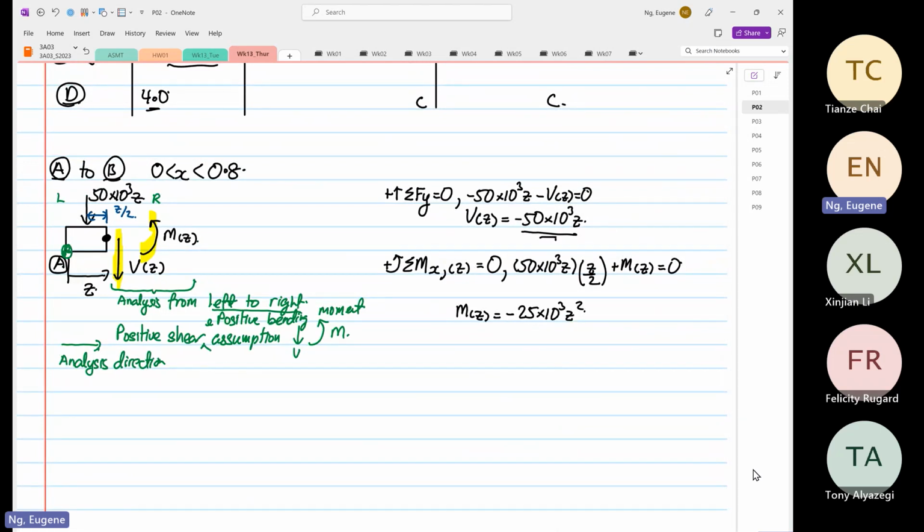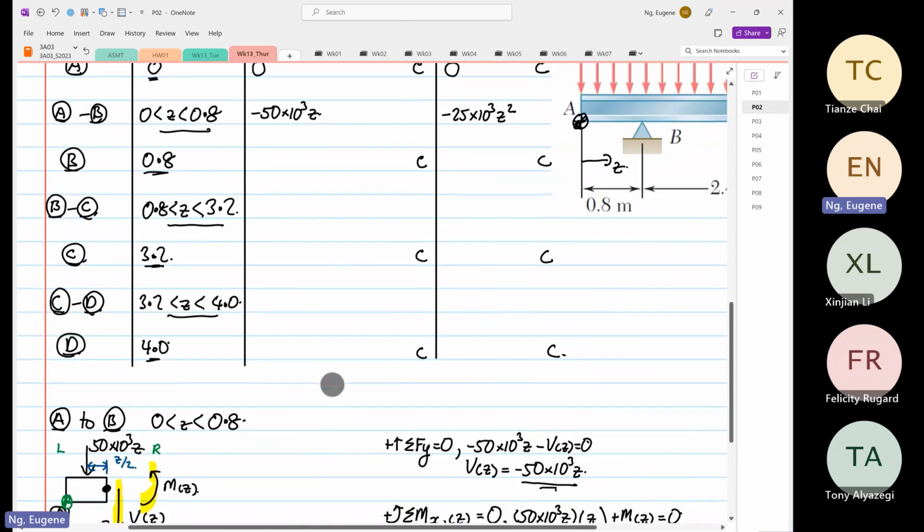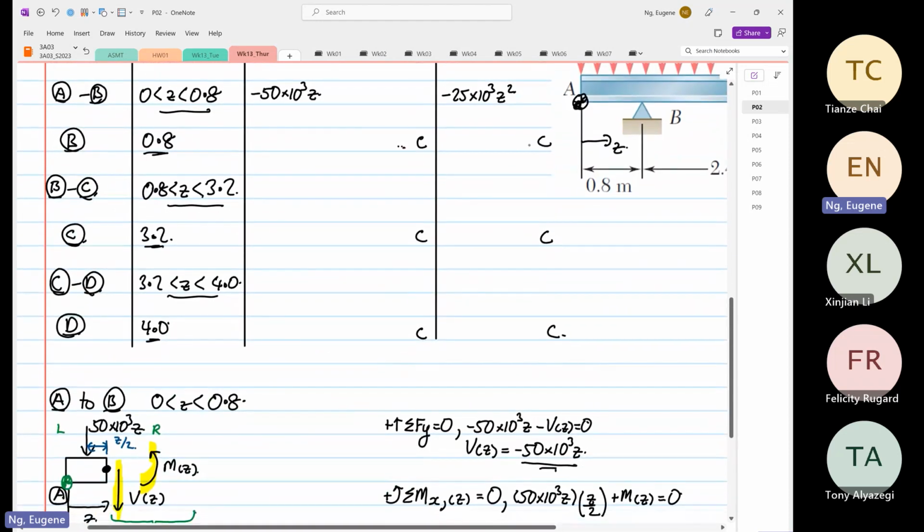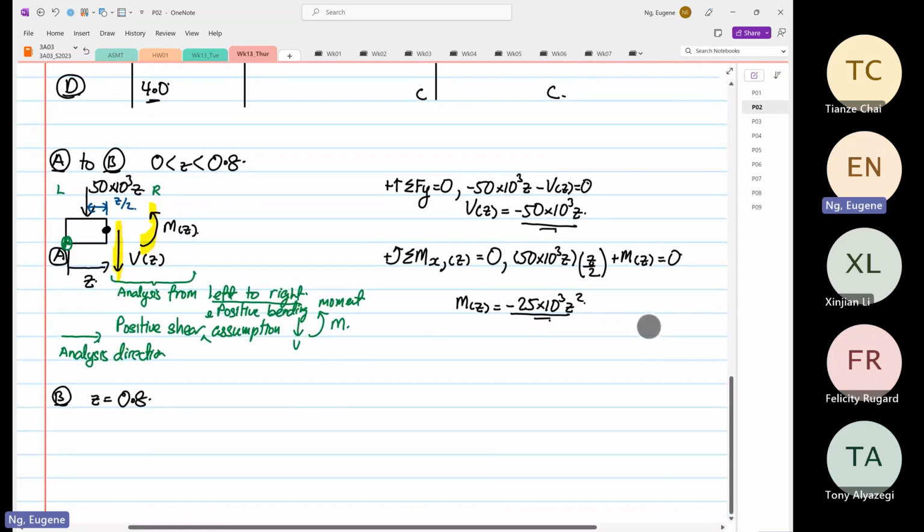The next thing that we do is we're going to look at point B. So point B is where Z, sorry, this is not X, Z is equal to 0.8. As you can see, when Z is equal to 0.8, what we're going to get down here is not an equation, but a constant value. It's not going to be an equation, it's going to be a constant value.